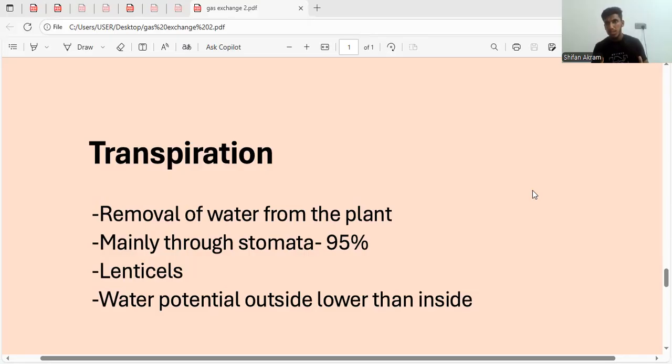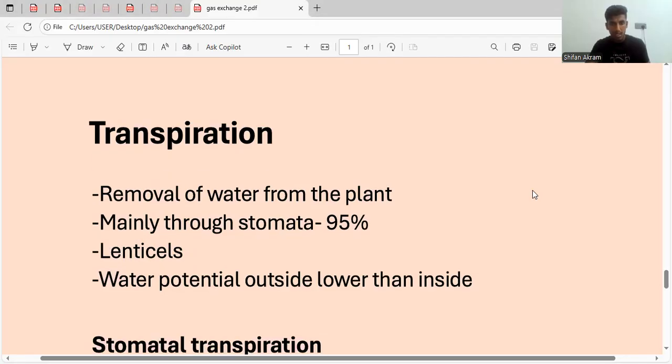So how does transpiration occur? Transpiration occurs from water traveling from high water potential to low water potential. We know that when there is high water vapor, there is a very high water potential, and water always moves from high water potential to low water potential. Because of that, transpiration takes place. Now let us go through stomatal transpiration.